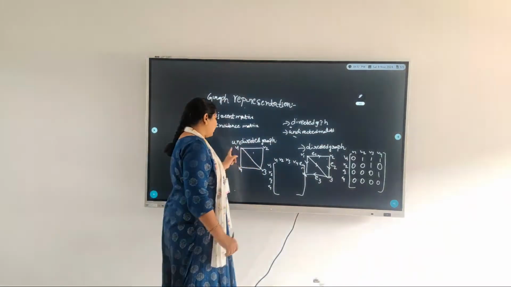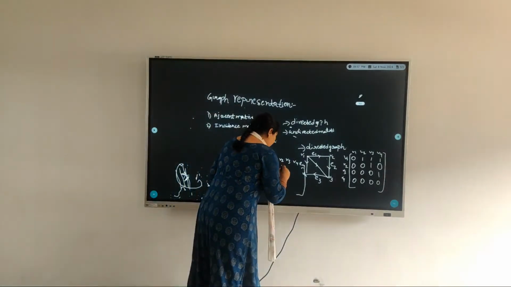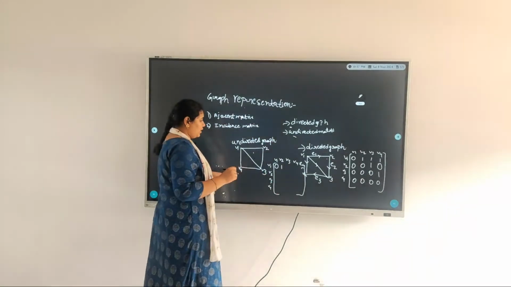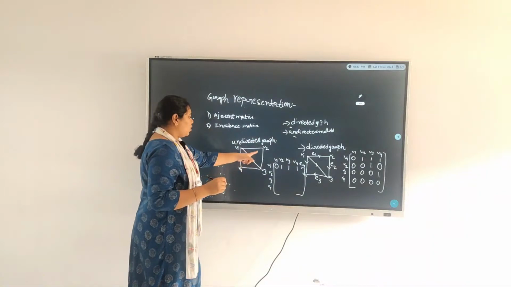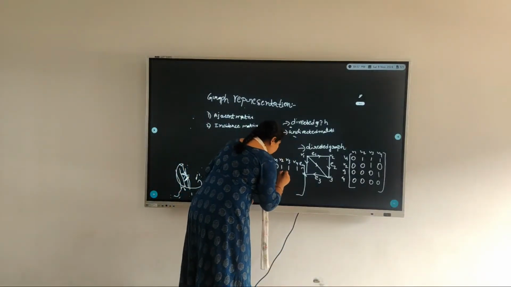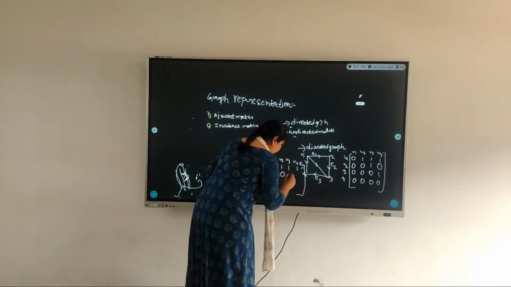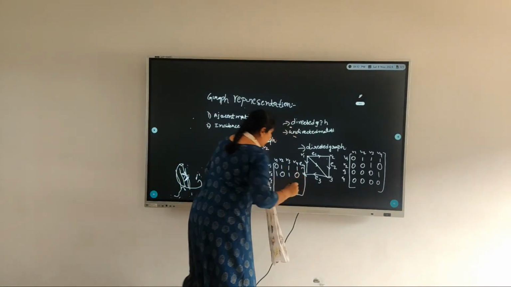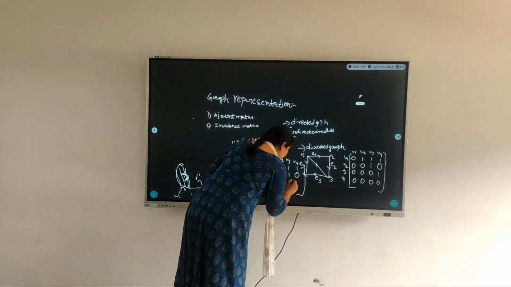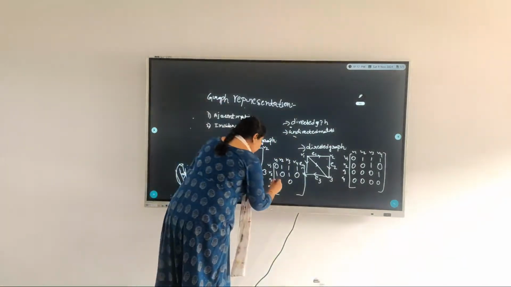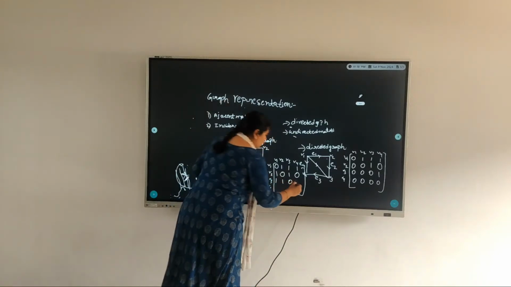V1 is not having a self loop, so it is 0. V1 is connected to V2, so it is 1, and it is also connected to V3 and V4, so the value is 1. Next coming to V2, it is not having any self loop, so it is 0. V2 is connected with V1 and V3, so those are 1, and V4 is not connected, so the value is 0. Coming to V3, it is not having any self loop. It is connected to V1, V2 and V4.